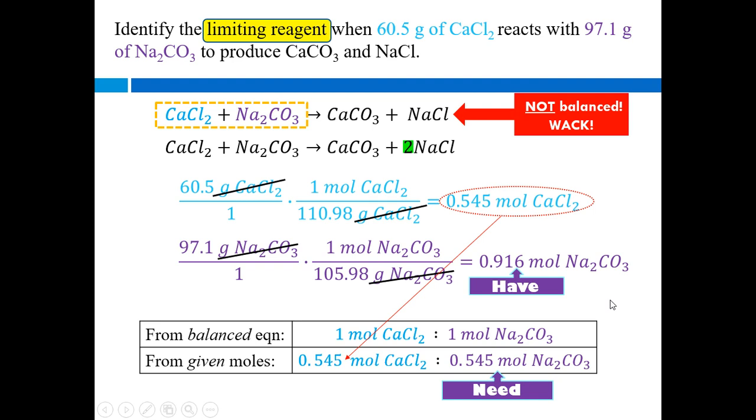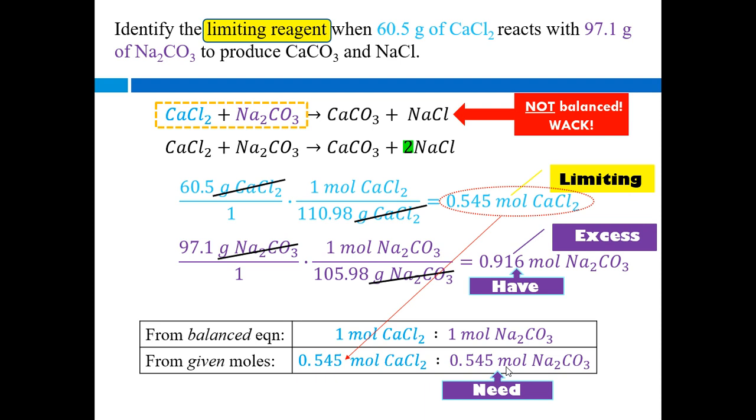So the way I think about it, because you're given more than what you need, sodium carbonate is your excess. And the question is not looking for excess, but if you know your excess, then the other by deduction would have to be your limiting. So in this case, calcium chloride would be your limiting reagent. So you have way too much sodium carbonate. You only need 0.545 and you have 0.916 moles of sodium carbonate.